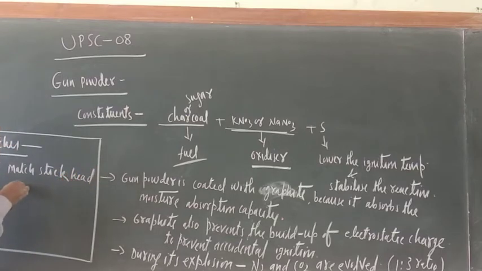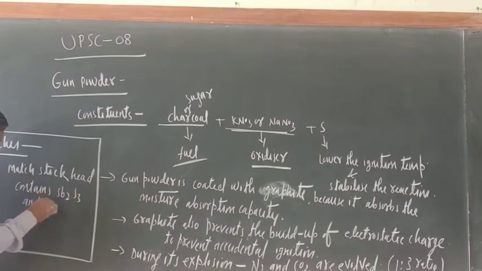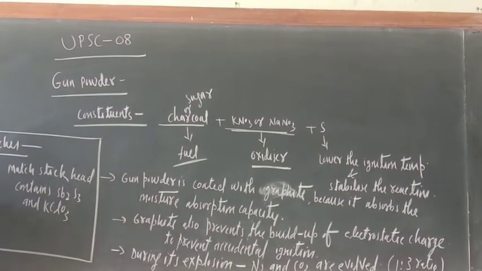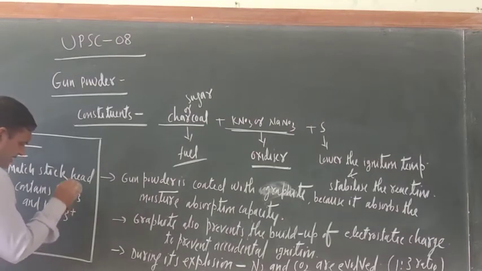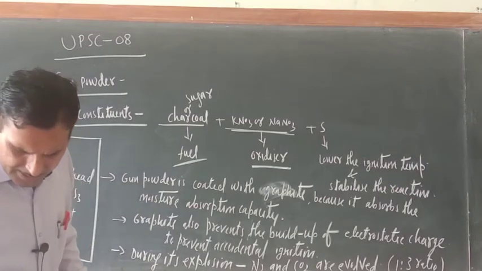head contains antimony trisulfide and potassium chlorate, KClO3. These are the two things, plus nothing else is there. Now, earlier what was there?